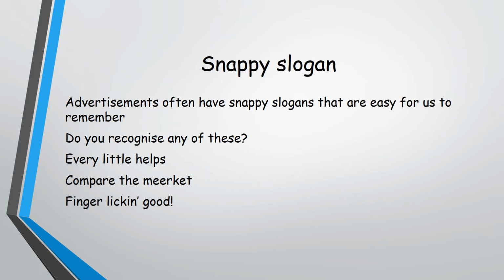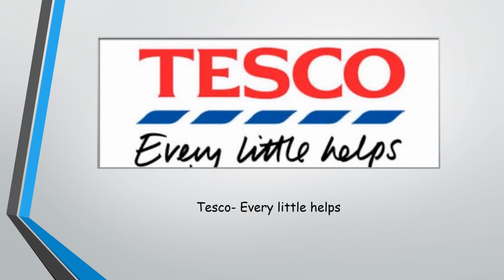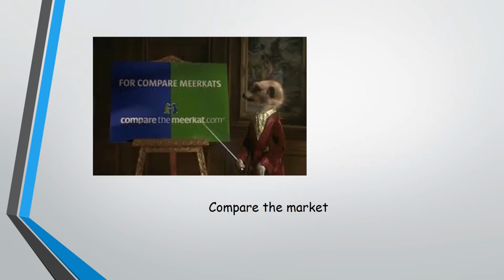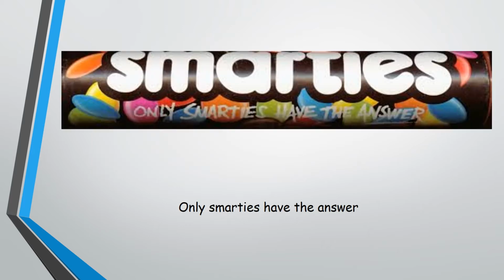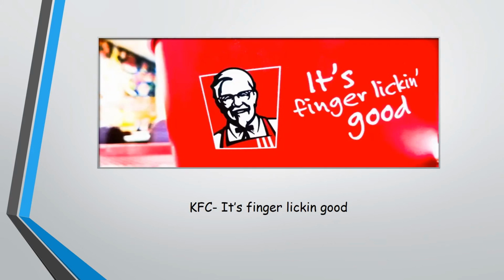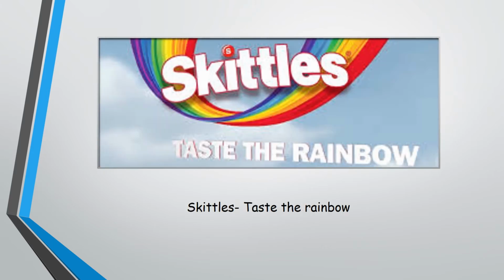So we start off with a snappy slogan. So that's a little tagline, a few words that help you remember a product. Okay, let's see if you recognize any of these. Tesco, what do they always say? Every little helps. What about Compare the Market? Compare the meerkat.com. Smarties, they say only Smarties have the answer. KFC, does anybody know the tagline for that, the slogan? It's finger lickin' good. And Skittles say, taste the rainbow.